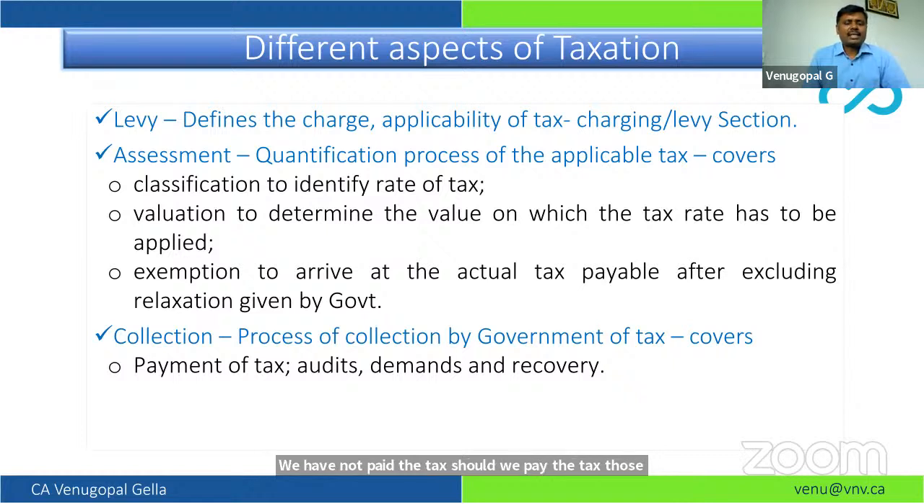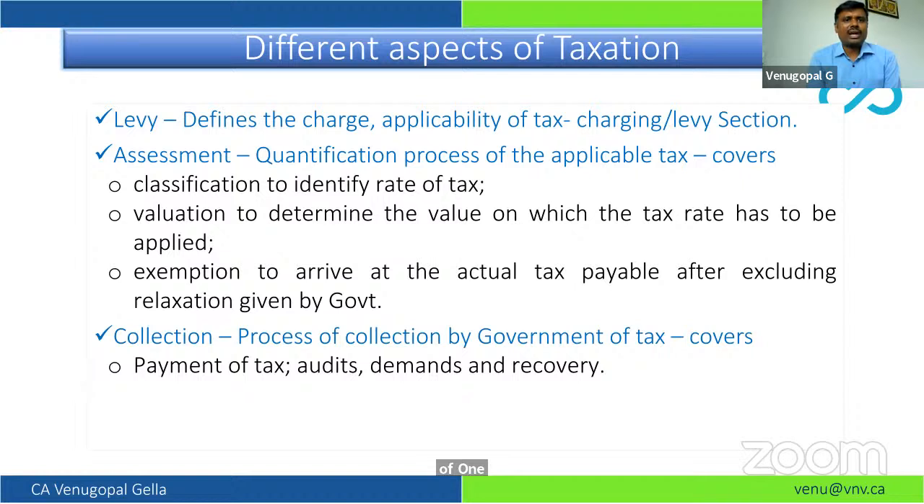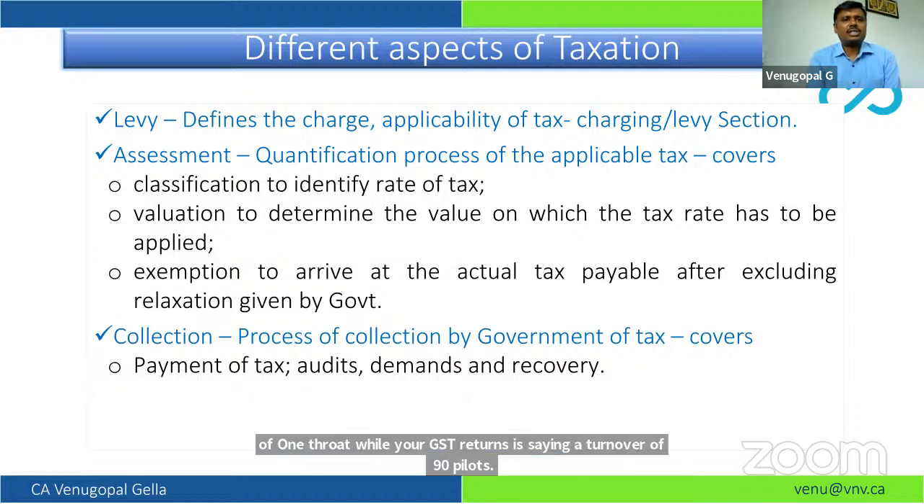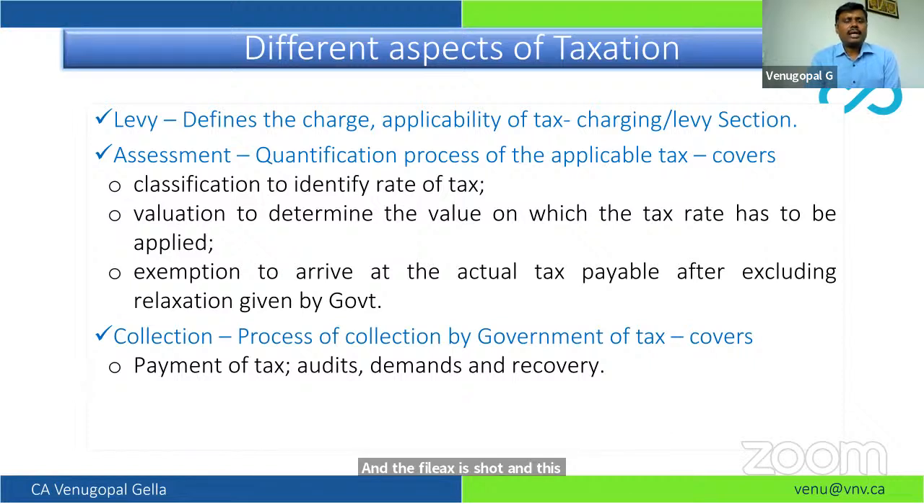But maybe take a step back: assess the correctness of the levy, and the correctness of the input tax credit reversal. When I say assessing the correctness of the levy, if someone is saying that the books of accounts show a turnover of 1 crore, while your GST returns show a turnover of 95 lakhs and 5 lakhs is short, and this 1 crore is evident from your P&L filed with ROC or the income tax, or matching with 26AS.